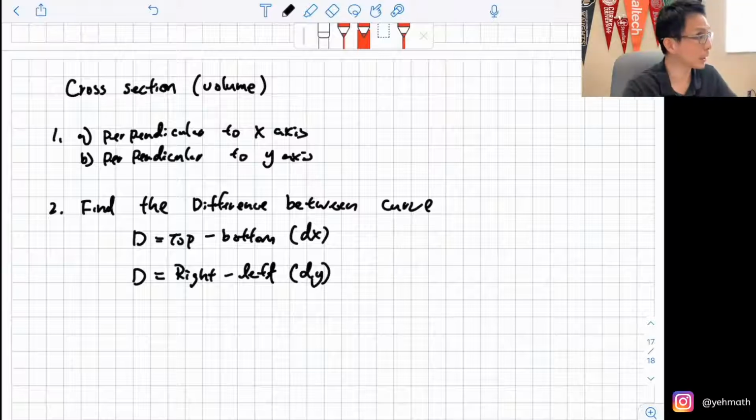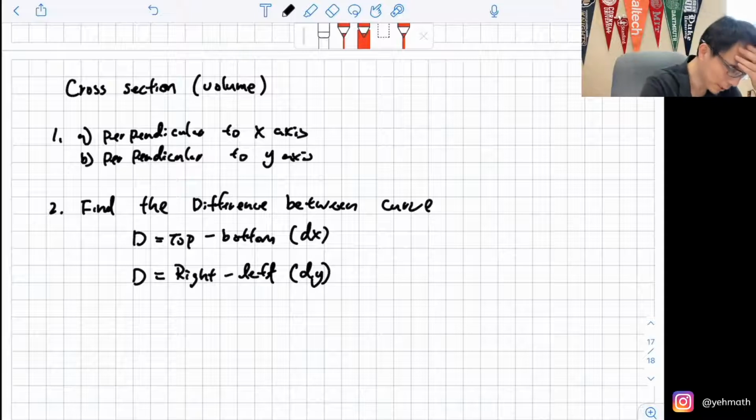So if perpendicular to x, you're going to use dx. If perpendicular to y, you're going to use dy. Your question today on your homework sometimes is going to be perpendicular to y-axis. You have to solve everything in terms of y.